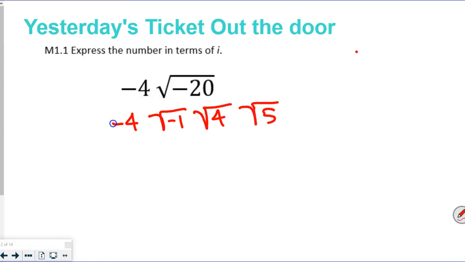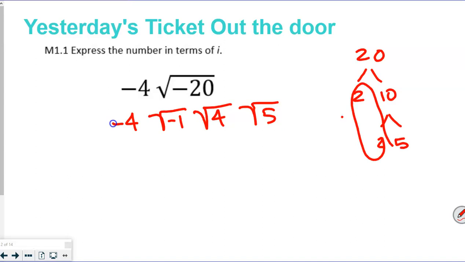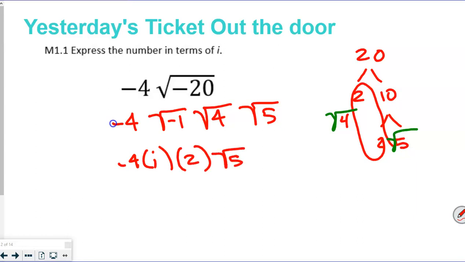So again, if you don't know this, then factor the 20. Do 2, 10, 2, 5. Notice that 2 times 2 right there, that's 4, right? So those are your numbers that you're putting underneath your radical, the square root of 4 and the square root of 5, okay? So here we go. This was negative 4. Square root of negative 1 is i. Square root of 4 is 2. And the square root of 5. So we're going to combine the negative 4 and the 2. So that's going to be negative 8. And then i, square root of 5.